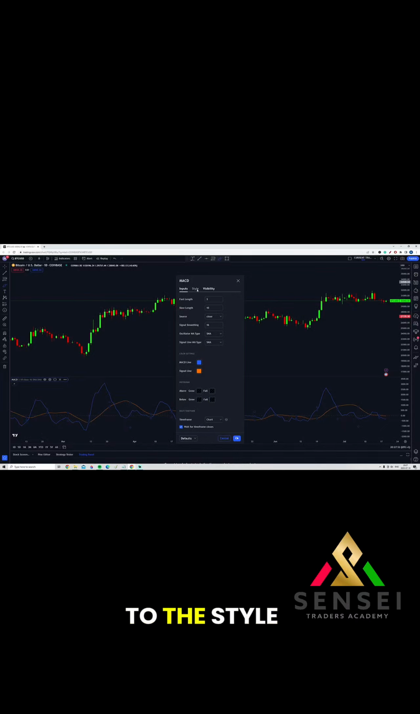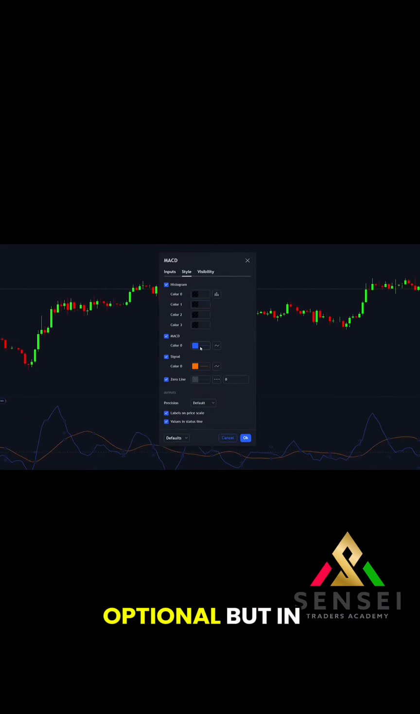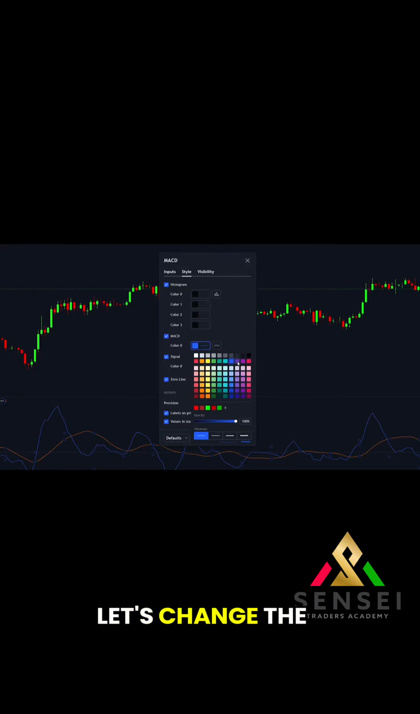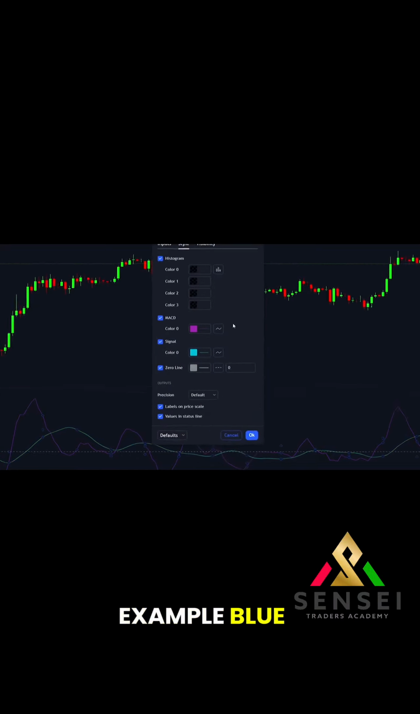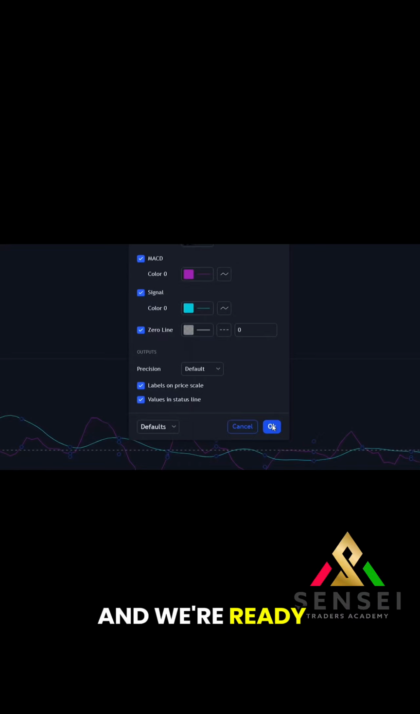Now go over to the Style tab. This one is optional, but in order to know that this is a different kind of MACD, I like to change the colors of the lines, and you can do that by clicking here. Let's change the MACD line to, for example, purple, and let's change the signal line to, for example, blue. Now we're done with the settings and we're ready to talk about what is the main difference here between this MACD and the normal MACD.